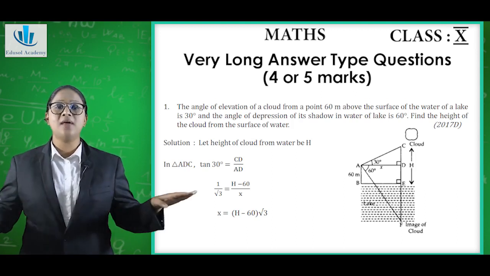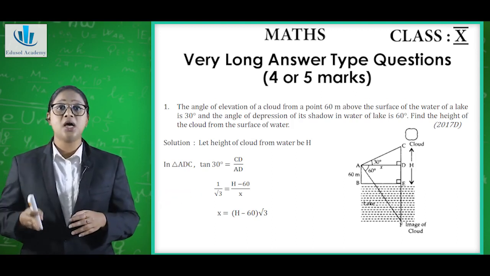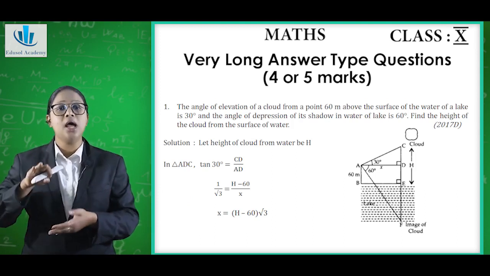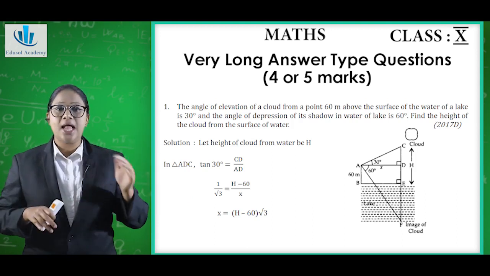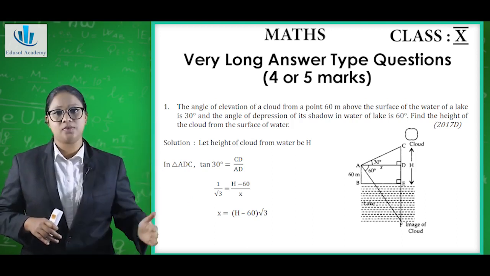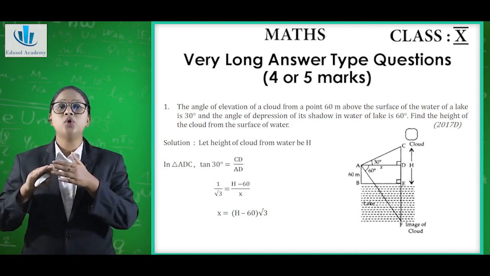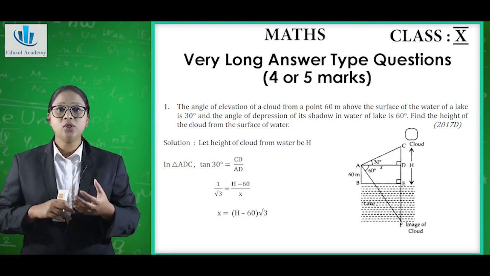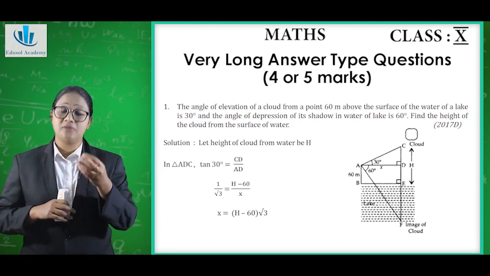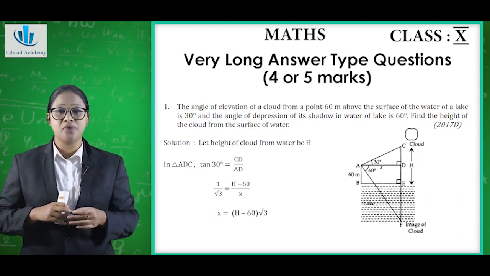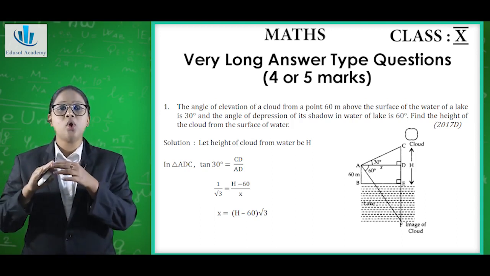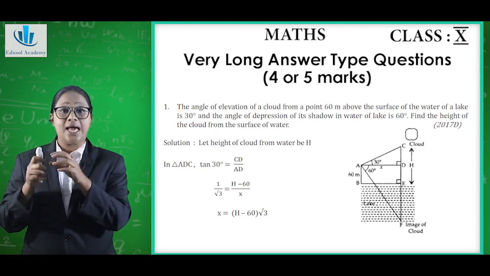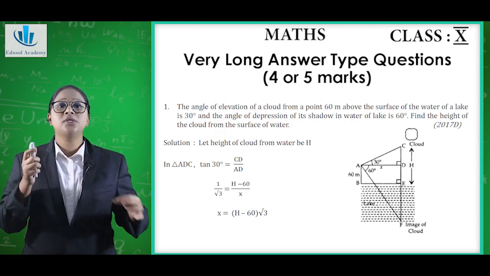So let this be the water level. Let this be the 60 meter height. So a person is standing at a level of 60 meter from the water. Then he is looking at the cloud. And let the height of the cloud be h. Now the person is also looking at the reflection or the shadow of the cloud. Now even though the reflections are seen on the surface of the water, we can't really draw a line from the eye of the person to the water surface.